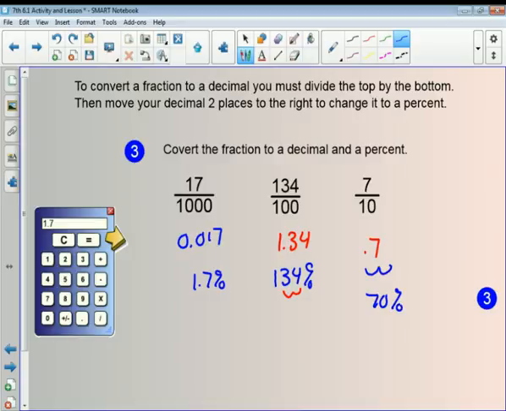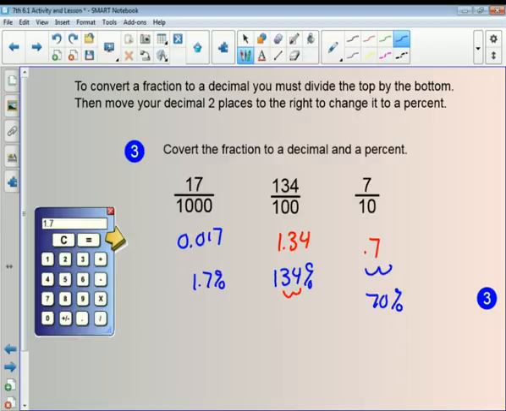Okay, so for each of those, the first one you should have gotten 0.017, which is 1.7%. The second one, 134 over 100 is 134%, which is the same as 1.34. And 7 tenths I wrote out as 0.7 and then moved my decimal two places towards the percent sign, which became 70%.